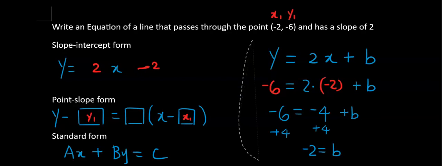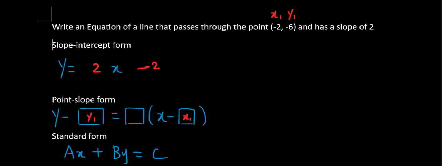Alright, let's continue. I'm going to use the same information to write a point-slope form. This is our structure. We're already given that the slope is 2, so we can put down slope is 2. This is a point, that's -2. I'm going to put it down here. This is -6. I'm going to write down -6, put it here.